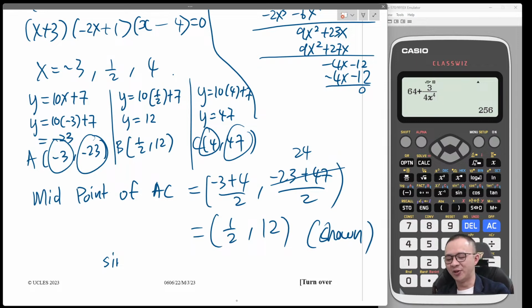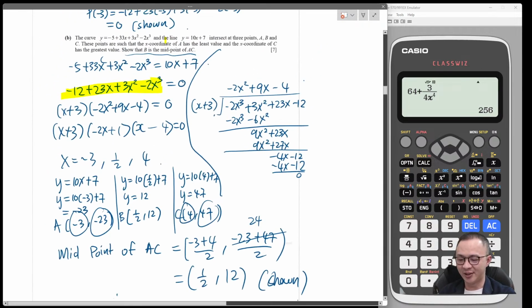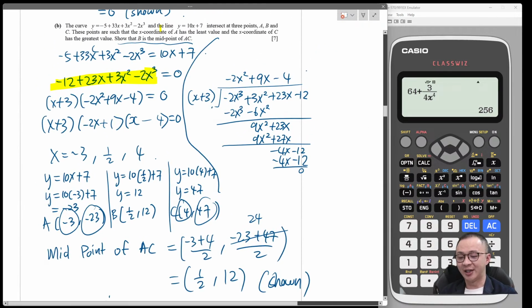If you want to write more, you can say, since 1 over 2 and 12 is the coordinate of B, then B is the midpoint of AC, and so on. You can write a whole sentence if you want to, but I'm so lazy, I'm doing a math paper. As long as I show this one is the same as the coordinate B, then I'm done. Okay, cool.